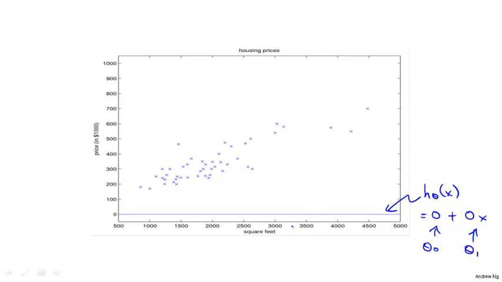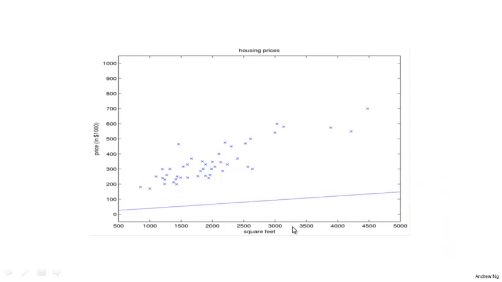After one iteration of gradient descent, you end up with a new value of theta 0 and theta 1, and it turns out you end up with this line, a slightly better fit to the data. And after 2 iterations of gradient descent, you end up with this. After 3 iterations, 4 iterations, 5 iterations, and so on, until it converges to this straight line, which is a reasonable fit to the data.